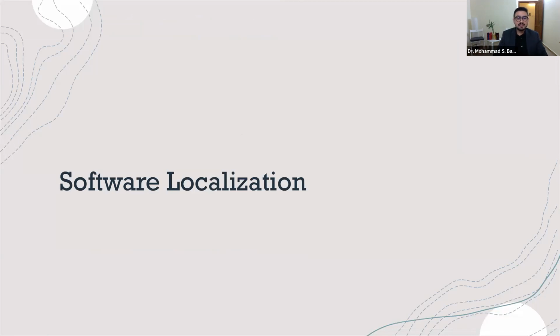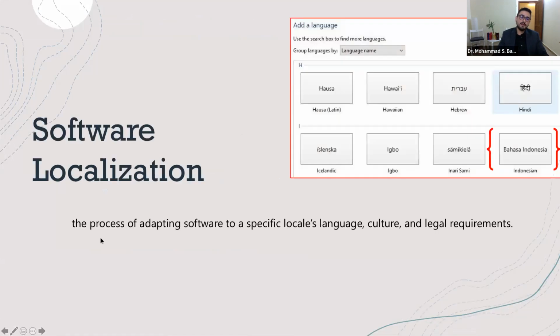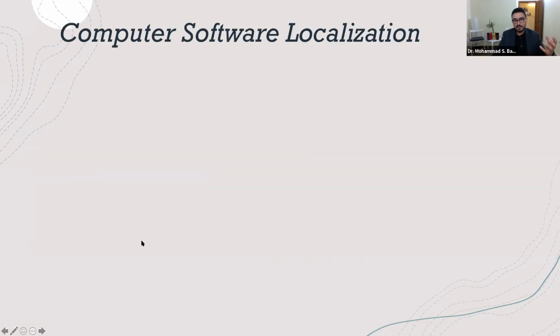Now moving to the second type of localization, which is software localization. And basically it is the adaptation of a software product, such as computer programs or operating systems, to a specific locale's language, culture, and legal requirements. And here legal requirements is a very important aspect in software localization. And when we talk about software localization or computer application localization, we're not talking about one thing that is localized. We're talking about different components.